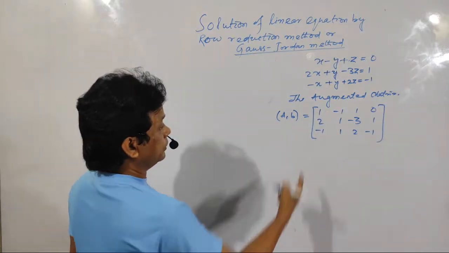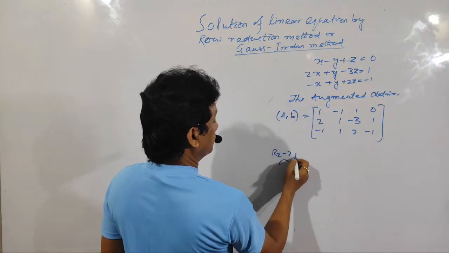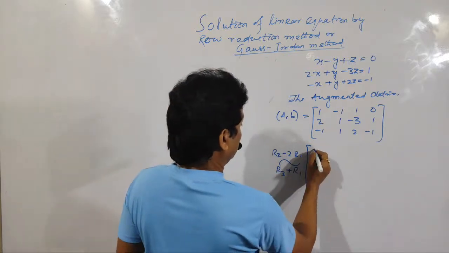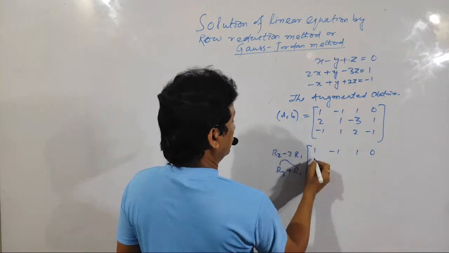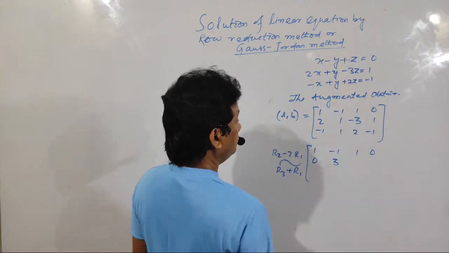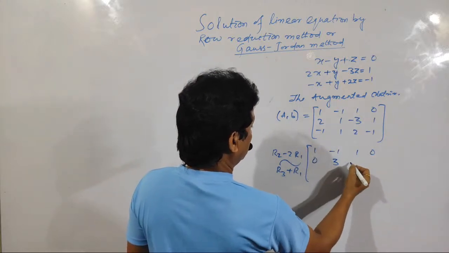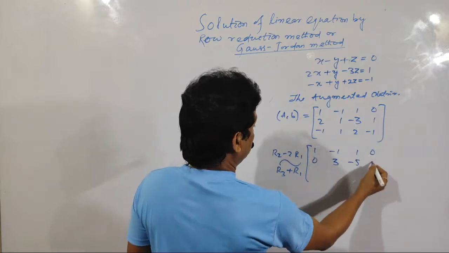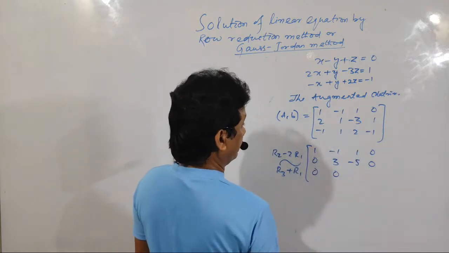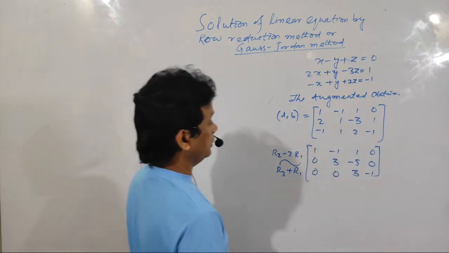Clear? So this is already 1. So R2 minus 2 times of R1, then R3 plus R1. See here, 1 minus 1 1 0, 2 minus 2 0, 1 minus 2 minus 1 1 minus 2, so it will be 3. Clear? Then minus 3 minus 2 times minus 5, so 1 minus 2 times 0. Clear? So this plus this 0, this plus this it is 0, this plus this it is 3, so this plus this it is minus 1. Clear?